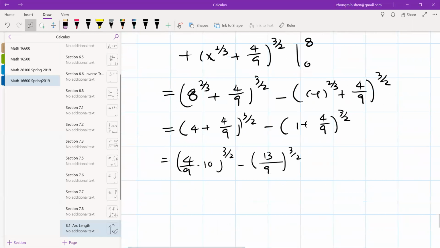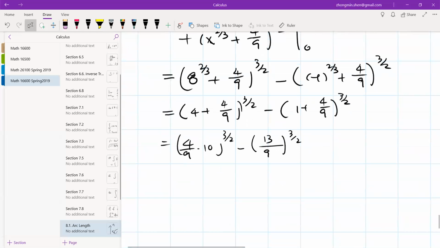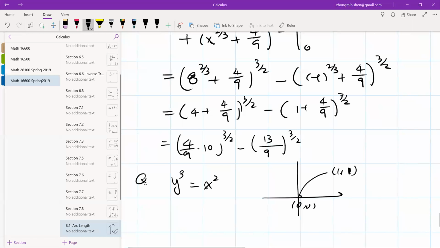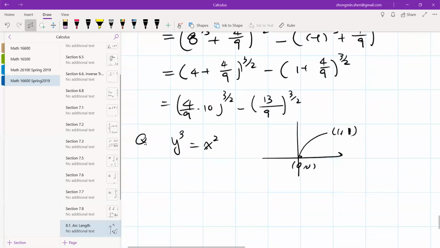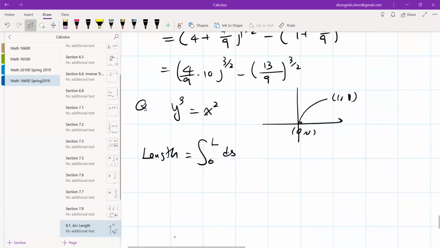Now, I want to set up the integral for the function in different ways for this piece. Look at this problem again: y cubed equals x squared, okay? But this time I only consider the piece from 0 to 1. We set up integrals for the arc length of this curve, okay? How to do that? It depends on which one looks simpler, okay? So the arc length is going to be the integral of ds, right? So you can use either of them.